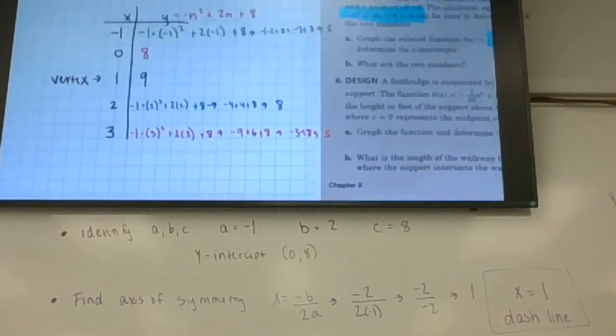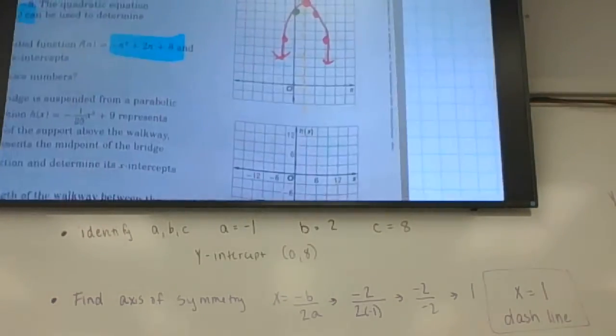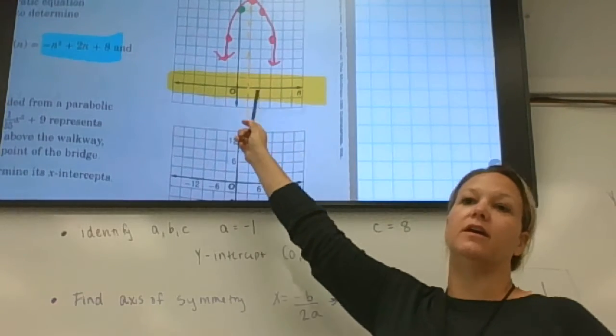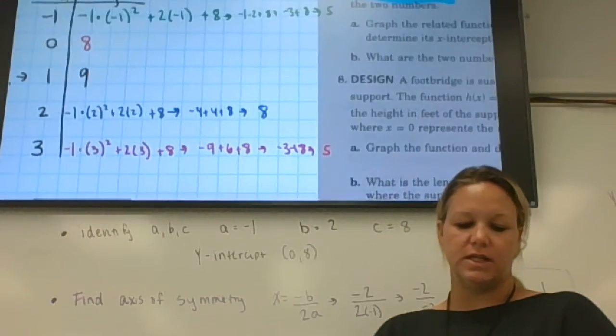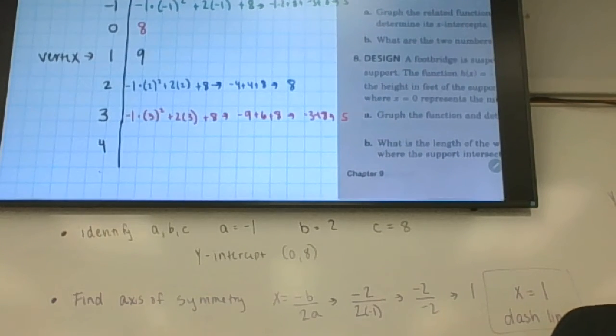Aiden, great job. Alright, so Aiden says we're looking for x-intercepts, so we have to make our parabola go all the way down here. Our 5 points aren't getting us there. So he's thinking, let's just make our table longer. Let's try plugging in 4 and 5 and see if that gets our parabola down to the x-intercepts. So if you didn't calculate any of these numbers, here's your chance.